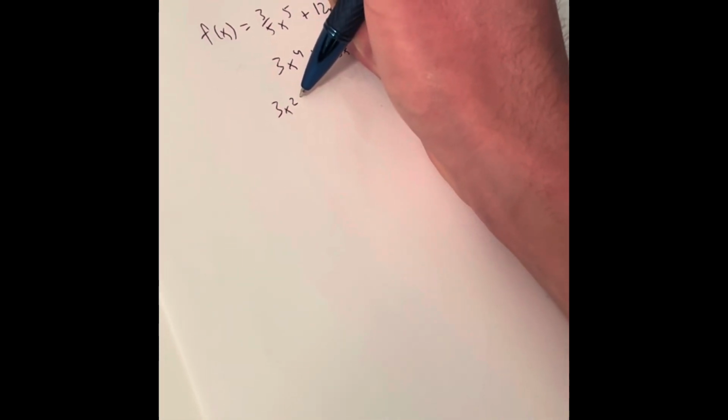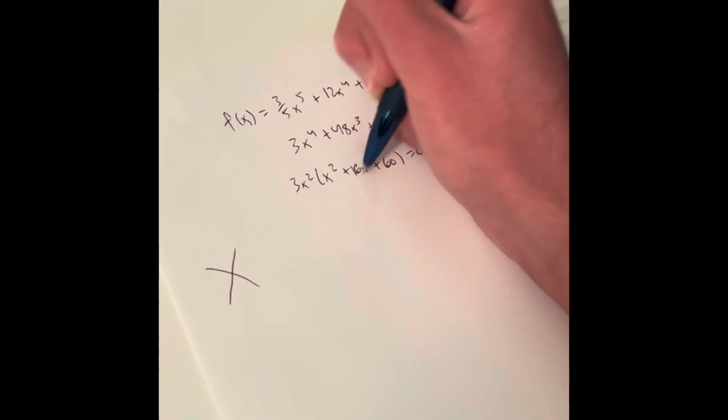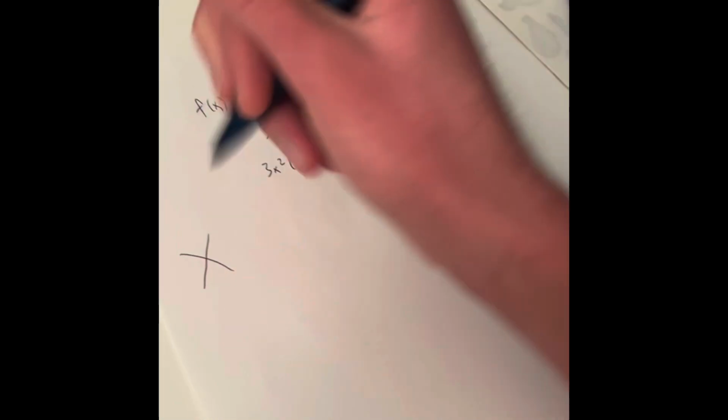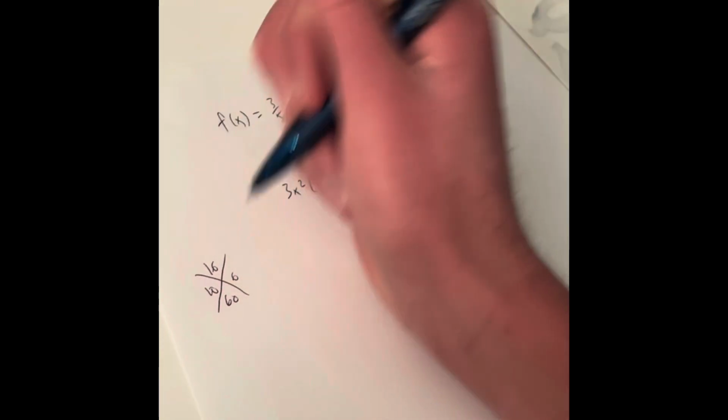And I can further simplify, take out the 3x squared, make it 3x squared times (x squared plus 16x plus 60) equals 0. So I know one of my x's is going to be 0. Now I can do the diamond problem for 16x, 16 and 60. I get 10 and 6.